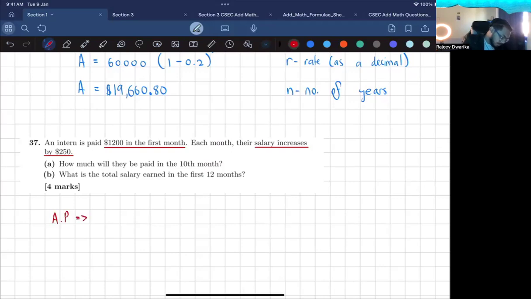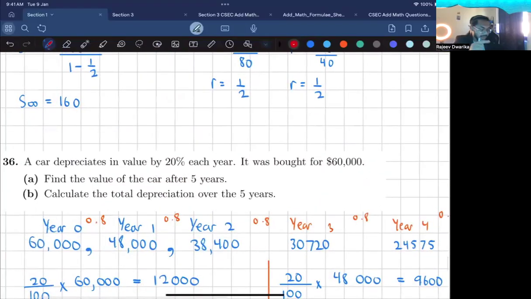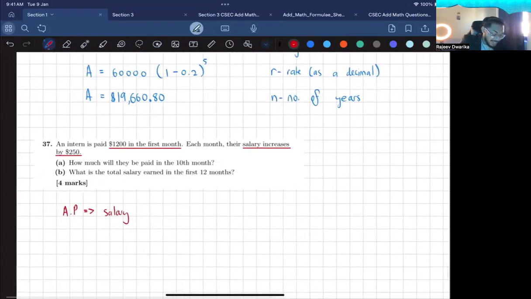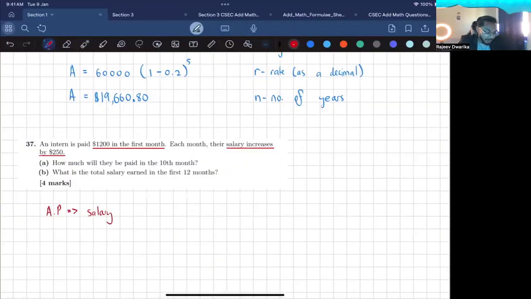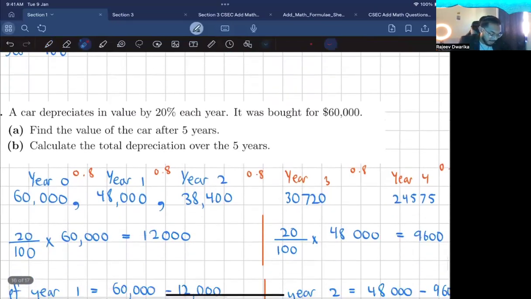What tells you it's an AP? Because it's increasing by a certain amount, it has a difference. Unlike the previous question, where they said it by a percentage. Notice in this question, it's an actual value. Javon, over there it's a percentage, so every year you had to find a percentage, or in other words, every year is by 0.8. You understand?